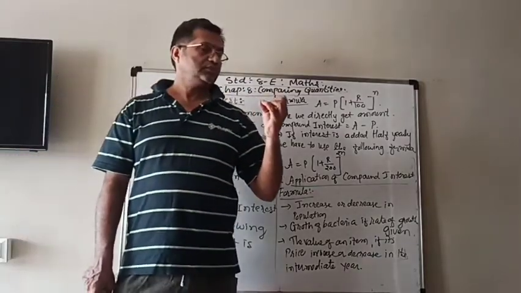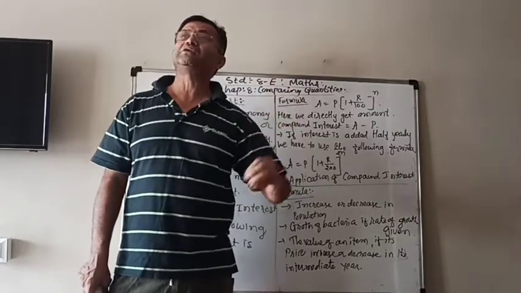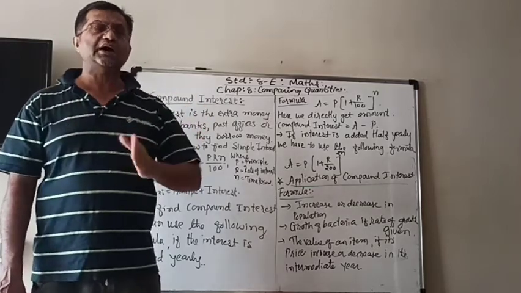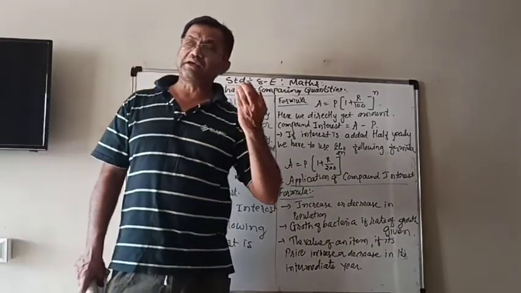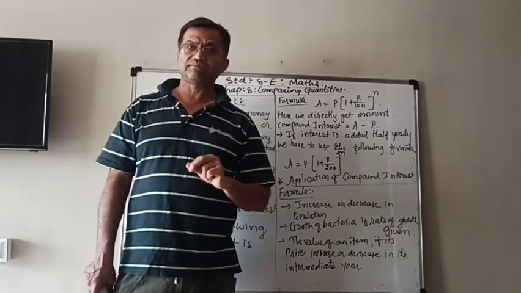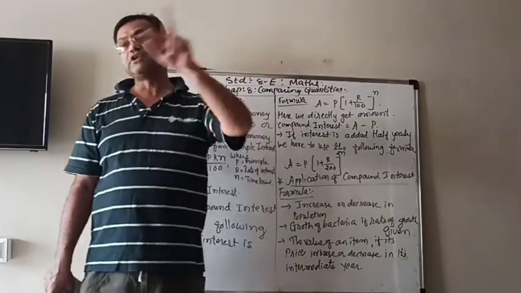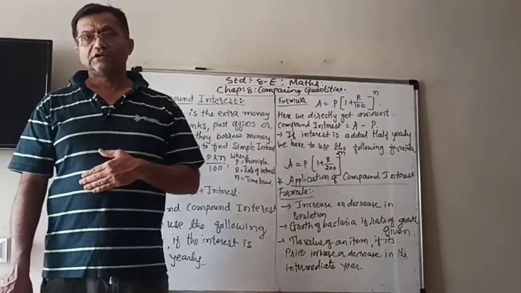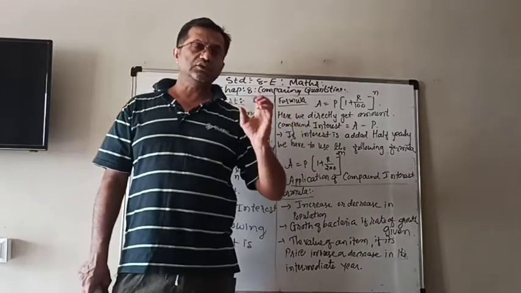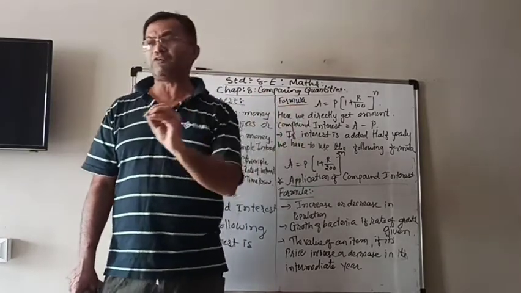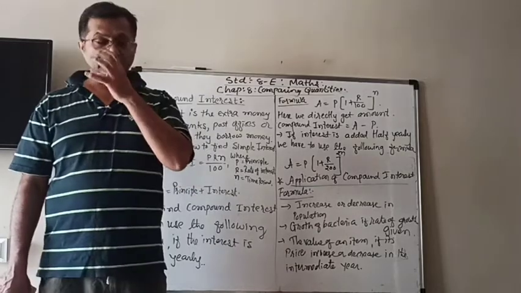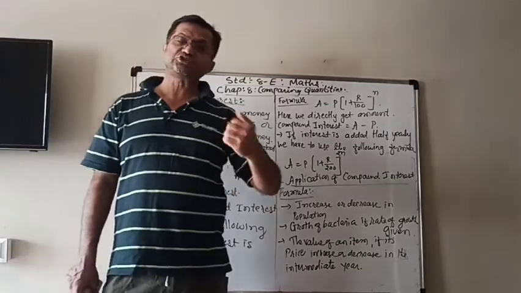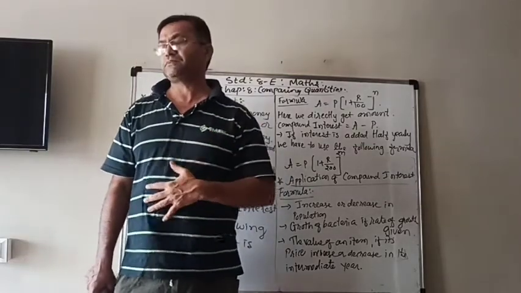So that is known as compound interest, in which every year the interest is added to the principal, and that amount becomes the new principal for the next year, and so on. So when you put the money for simple interest or for compound interest, in compound interest you get more money, in simple interest you get less money.